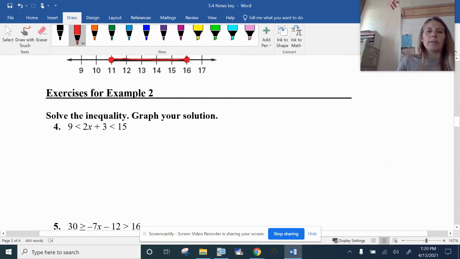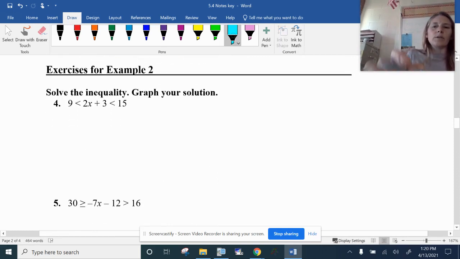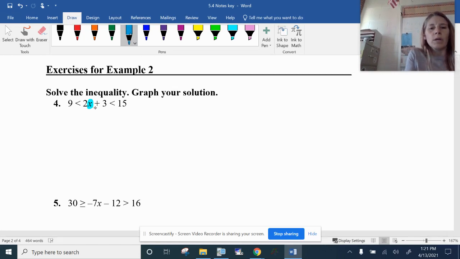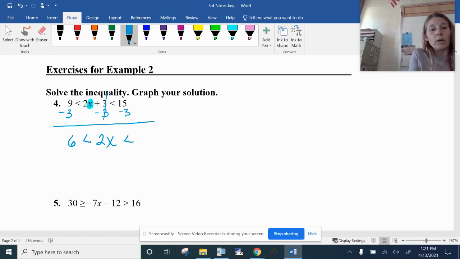So let's try another example. So for this one here, I want to get this X by itself in the middle. So first I'm going to subtract the 3, but you have to make sure you do it to the left, the right, and the center. So 9 minus 3 is 6. I still have that same inequality sign there. I still have a 2x in the middle, another inequality sign, and 15 minus 3 is 12.